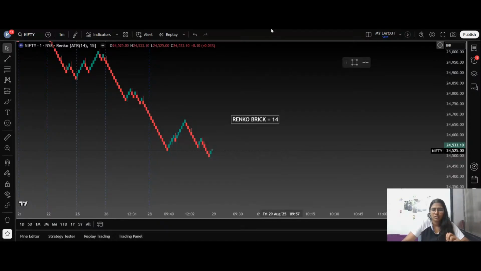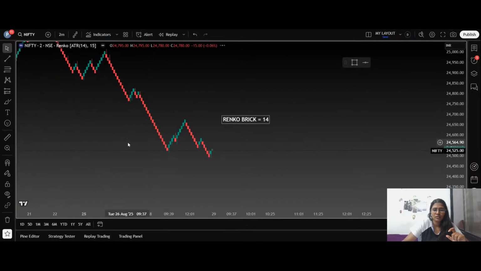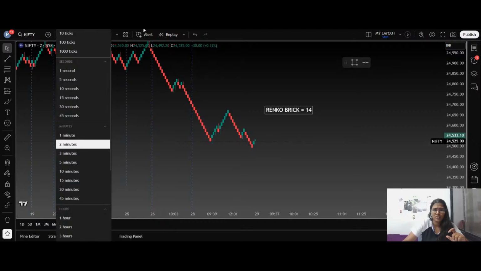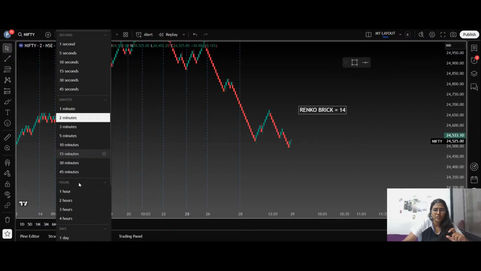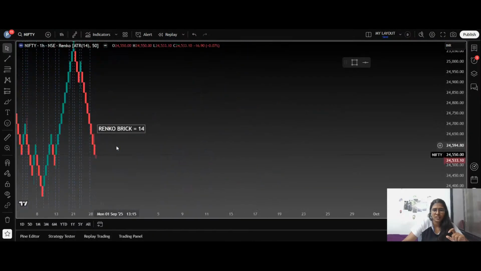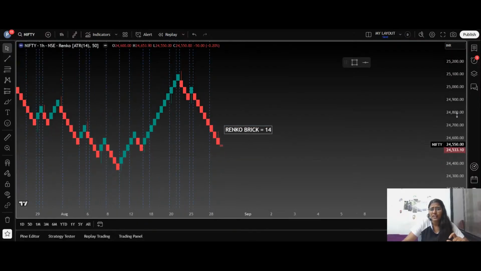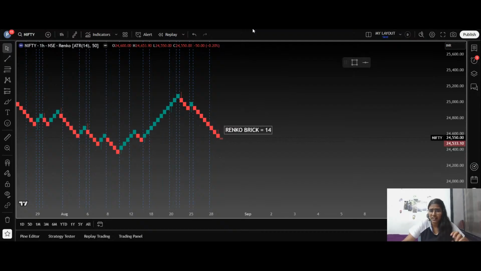Why? Firstly, I'll show you the proof that when we change the time period, the Renko graph changes. See, at 2 minutes, the Renko graph changed, but you can't see much visible change. I'll show you in 1 hour. Now you can see the visible change. See, so much visible change. So, if a Renko candle is irrespective of the time period and only shows the brick size, then why is the graph changing when we change the time period?